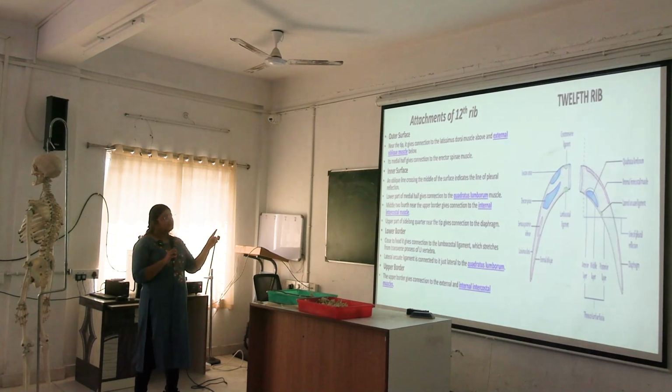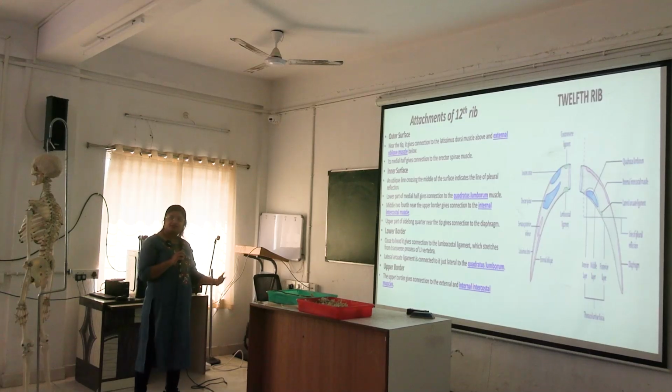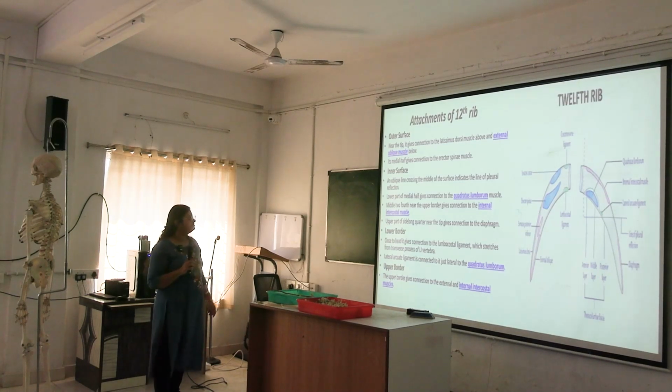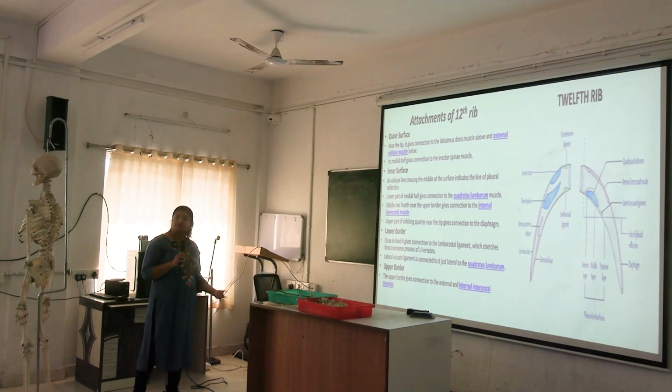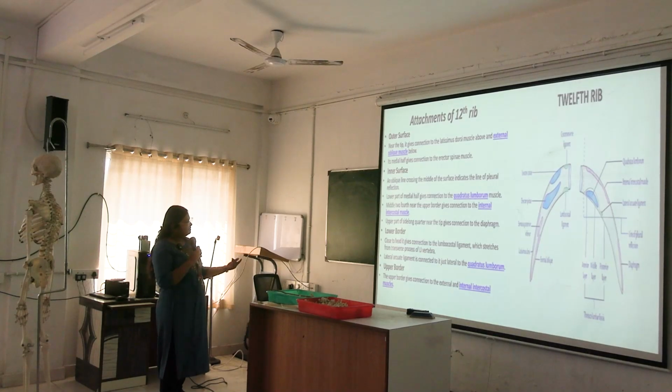That's why the name: costal means rib, lumbar means lumbar vertebra. It connects with the first lumbar vertebra. The lateral arcuate ligament is connected to it, just lateral to the quadratus lumborum, from where the diaphragm originates, from these arcuate ligaments. And the upper border gives connection to external and internal intercostal muscles.